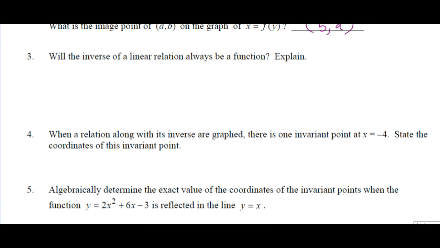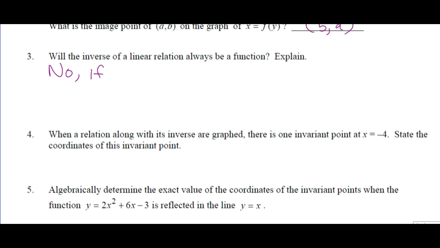Will the inverse of a linear relation always be a function? No. When would it not be? Either vertical or horizontal. If the original linear relation is a horizontal line, then the inverse will be a vertical line, which will not be a function. So no.